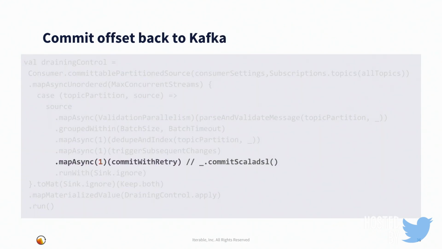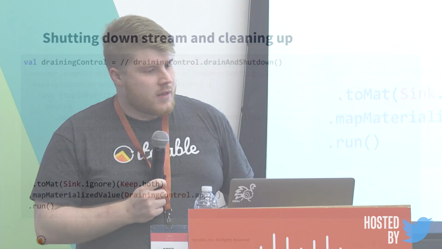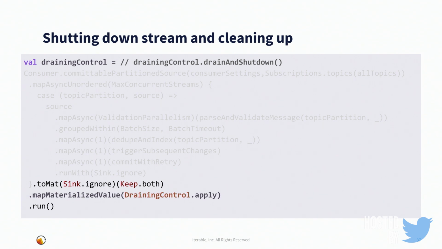So there's the code, and under the hood, this will use the commit Scala DSL from the Alpakka API, and just a wrapper that wraps it with a retry helper. And again, we want to use a parallelism of 1 because we want to make sure that we commit these offsets exactly in order. And finally, we use a nice helper from Alpakka called DrainingControl, which makes it really easy to shut down the stream.